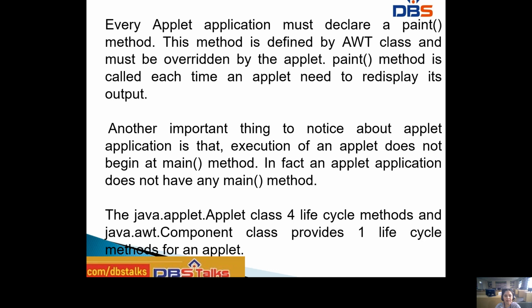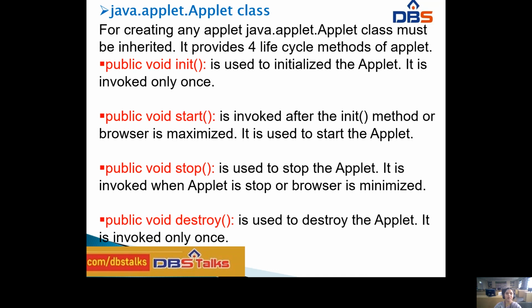The java.applet.Applet class has four life cycle methods, and the java.awt.Component class provides one life cycle method for an applet. So the Applet class provides the four life cycle methods, and the Component class provides the one life cycle method for an applet. So what are those? We need to see here. So the first one, the java.applet.Applet class. What is that?